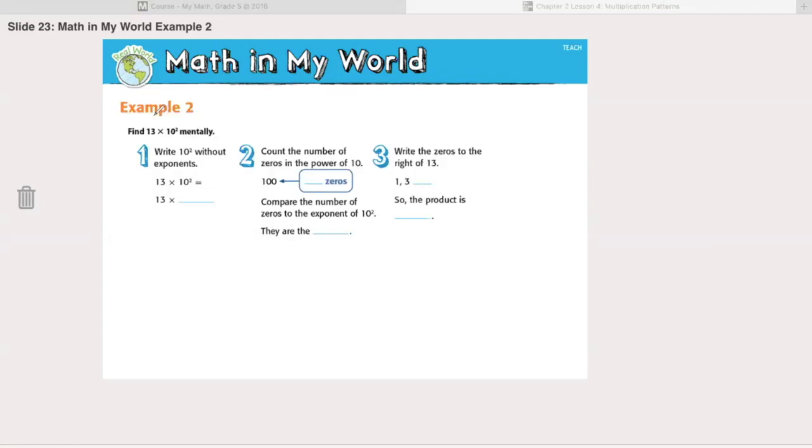Example 2. Find 13 times 10 squared mentally. Step 1. Write 10 squared without exponents. So 10 squared means 10 times 10. 10 times 10 equals 100. So to say 13 times 10 squared is the same as saying 13 times 100.